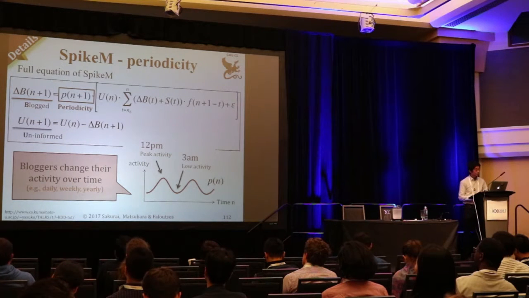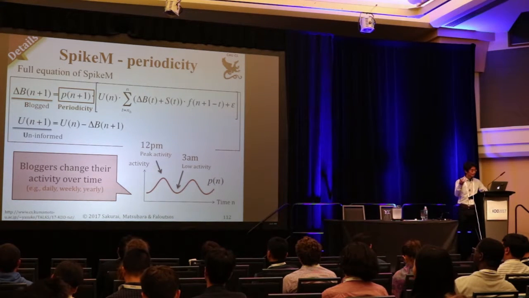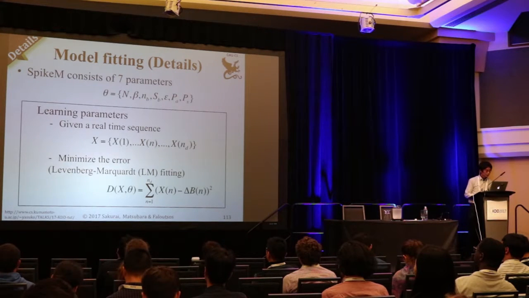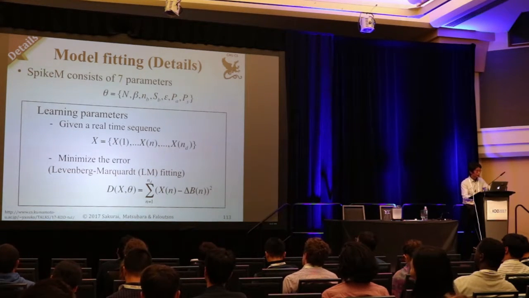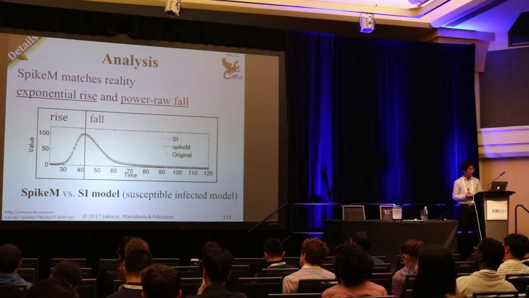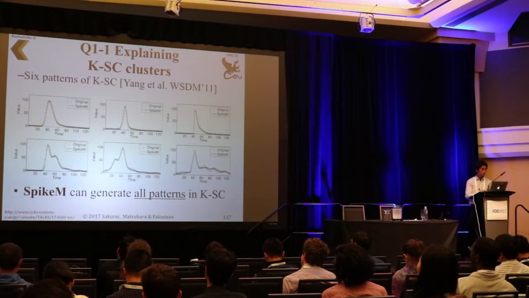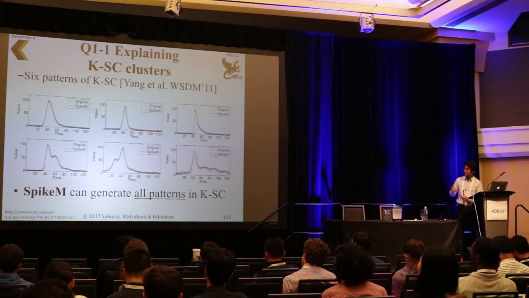But the point is that we also use a periodicity, because bloggers change their activity over time, such as sleeping time and day time. SpikeM consists of 7 parameters. To learn the parameters, we use Levenberg-Marquardt fitting, which is very useful and easy to use. Our model consists of 2 parts: an exponential rise and also a power-law fall, like this. There are 6 classes, but our SpikeM fits very well for everything.